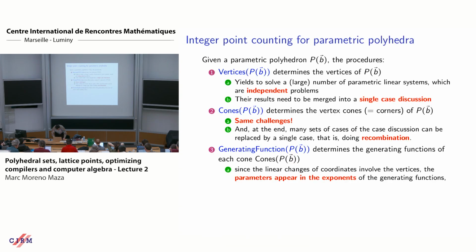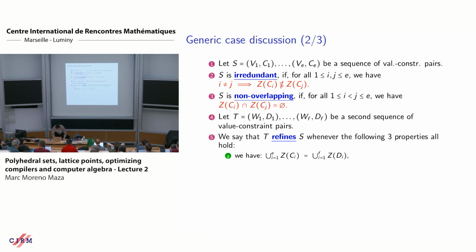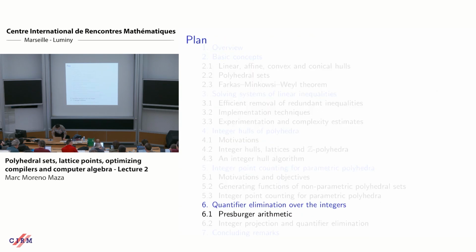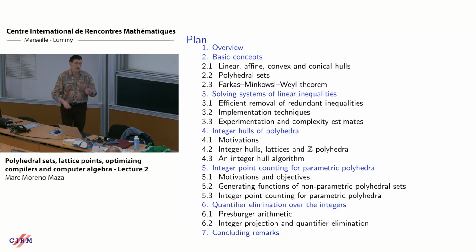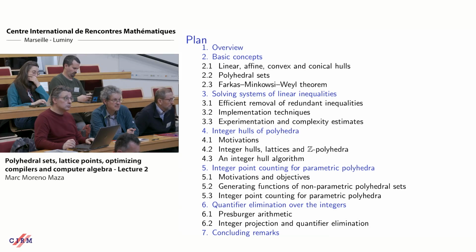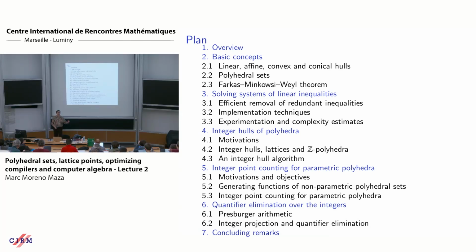I'm skipping the slides explaining how we do the case discussion. The case discussion is a bit complicated because it appears several times. Typically when you do case discussion, say in triangular decomposition or this type of algorithm, you build a tree. Here, because you have to find those parametric vertices, you have to solve independent parametric problems. You have to compute the different parametric vertices, and each such computation is a parametric problem. So you end up with a forest that you then have to merge into a tree. That's why the parametric aspect is a little bit unusual.